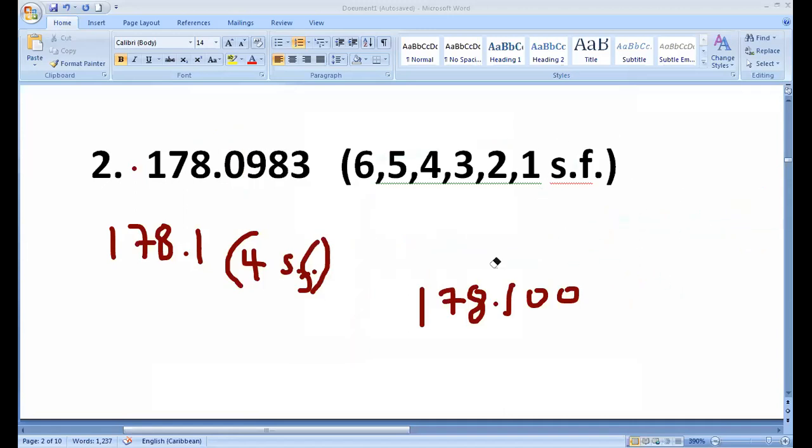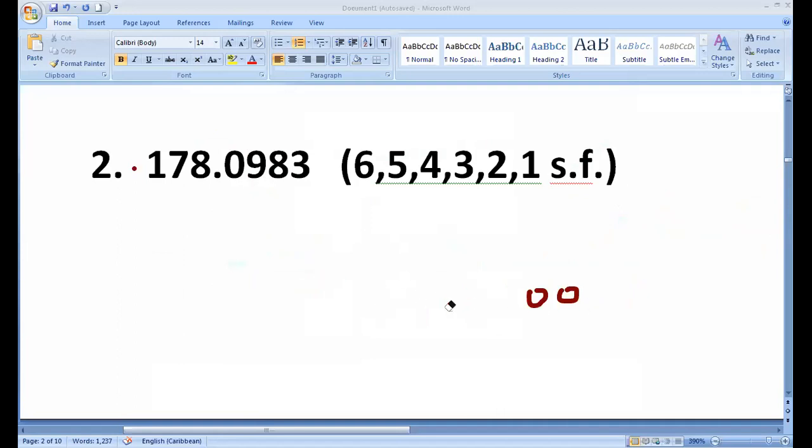So who wants to volunteer and tell the class how we round off that number to 3 significant figures? Anybody? All right, let me give it a try. The 3 significant figures would be 178. You look at it, so it's just 178. You just drop everything beyond the decimal point.